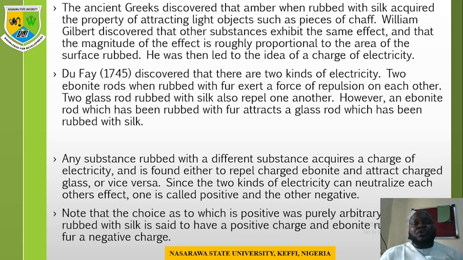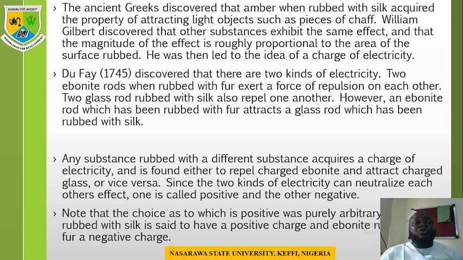Two ebonite rods, when rubbed with fur, exert a force of repulsion on each other. Two glass rods rubbed with silk also repel one another. However, an ebonite rod which has been rubbed with fur attracts a glass rod which has been rubbed with silk. Any substance rubbed with a different substance acquires a charge of electricity, and is found either to repel charged ebonite and attract charged glass, or vice versa.